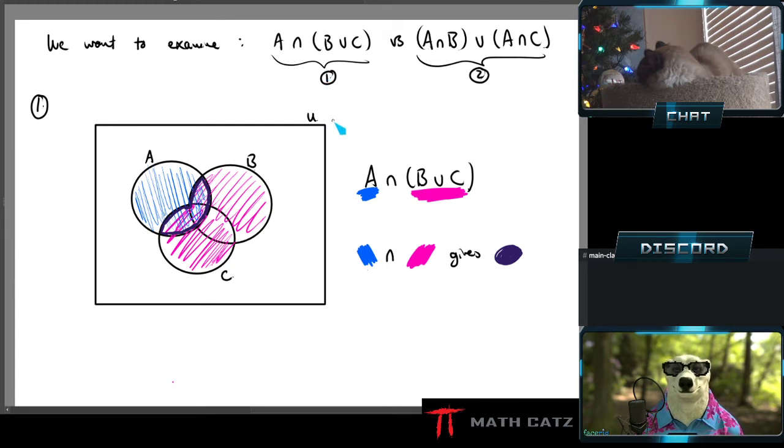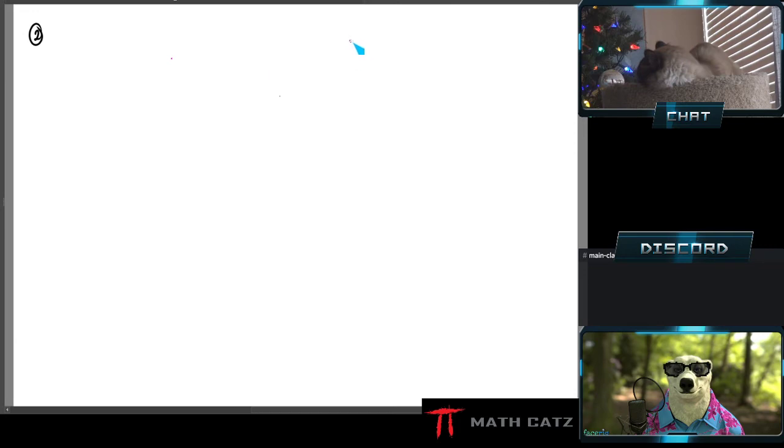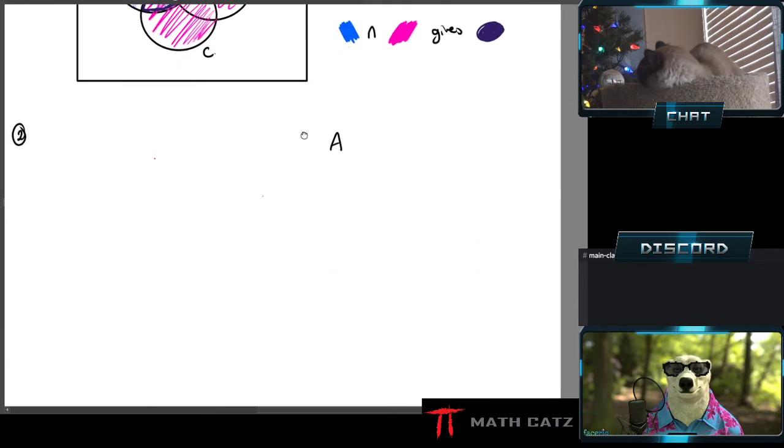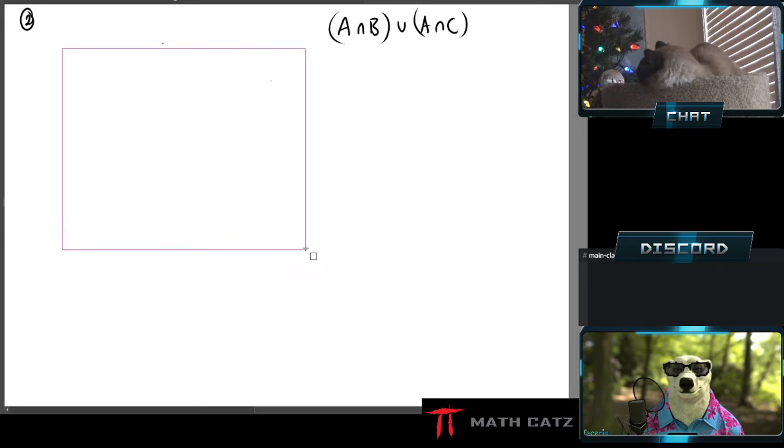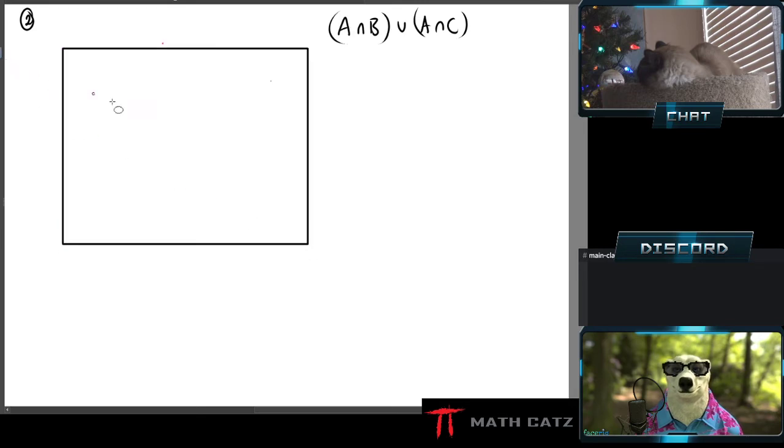Now I'm going to do the exact same thing, but according to number two's instructions. So now it's a fresh start. Number two said A intersection B, then A intersection C, and then union those two. Well, let's just set this up again. Big general position for 3 sets.